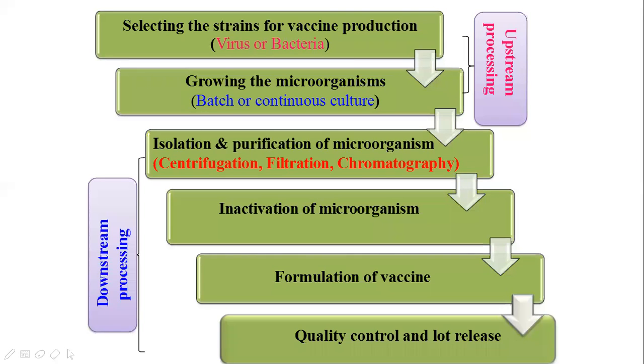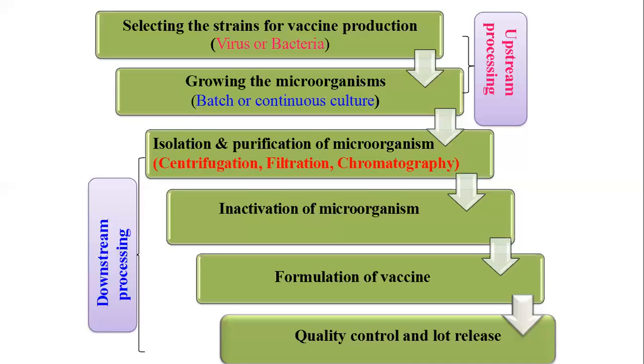So, in our last lecture, we finished production of vaccine. Irrespective of whether the vaccine is based on a virus or a bacteria, selection of strain is very important for the production of any kind of vaccine. First we have to select the strain of our importance, and that particular strain should be cultured.